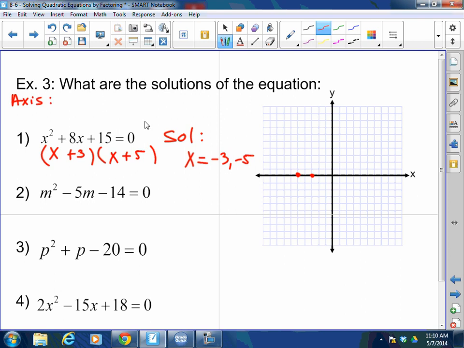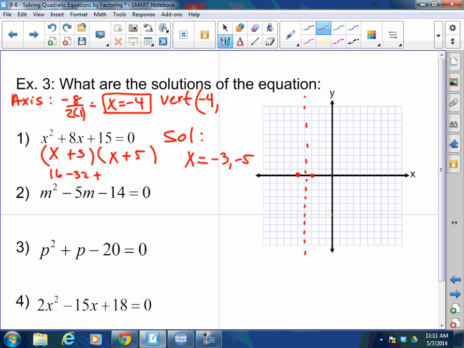All right. Let's find my axis of symmetry. My axis here is negative b over 2a. So x equals negative 4. Let's graph it. Let's find my vertex. My vertex is negative 4 comma, well, negative 4 squared is 16, minus 32, plus 15. So that's going to equal negative 1. So negative 4, negative 1. You with me? And guess what, guys? That's my graph.